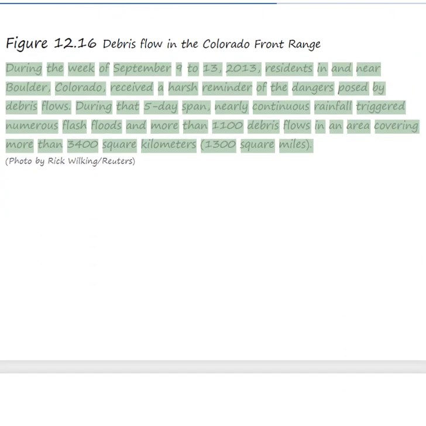During the week of September 9 to 13, 2013, residents in and near Boulder, Colorado, received a harsh reminder of the dangers posed by debris flows. During that 5-day span, nearly continuous rainfall triggered numerous flash floods and more than 1,100 debris flows in an area covering more than 3,400 square kilometers.